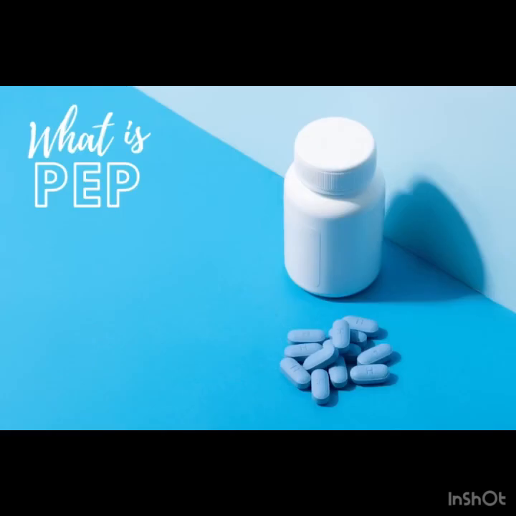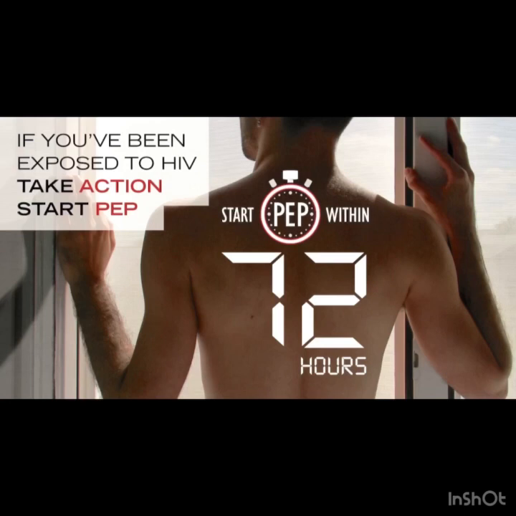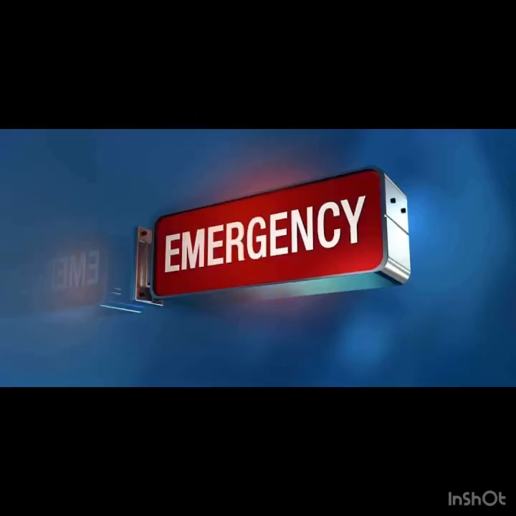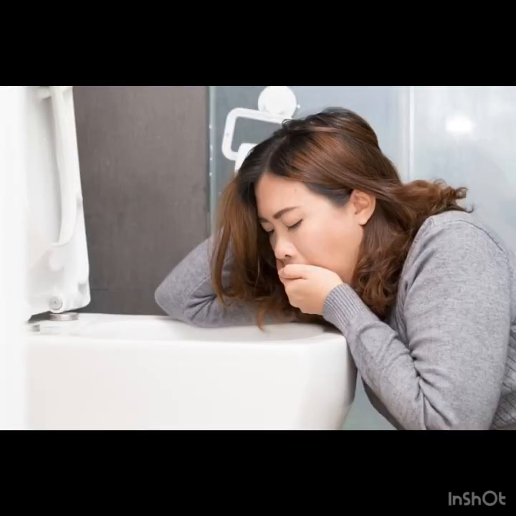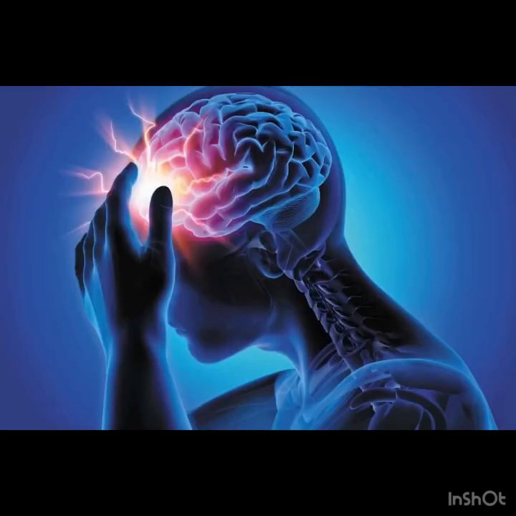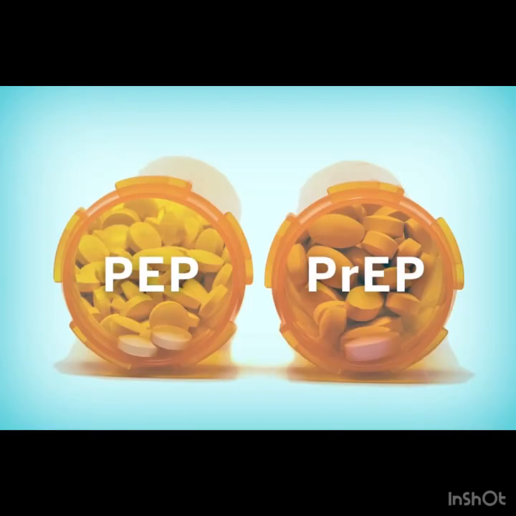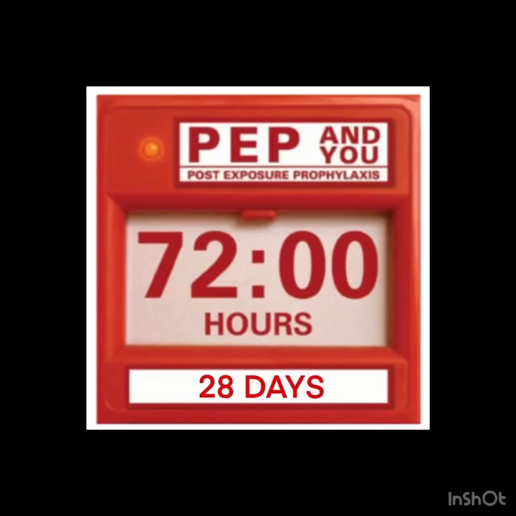Now moving on to PEP. PEP, or post-exposure prophylaxis, is taken when you think you have been exposed to HIV within 72 hours and should be used in emergencies only. Some side effects of PEP are nausea, fatigue, and headaches. PEP is not suitable for regular use and should be switched into other HIV prevention methods, such as PrEP stated previously, after taking it for 28 days.